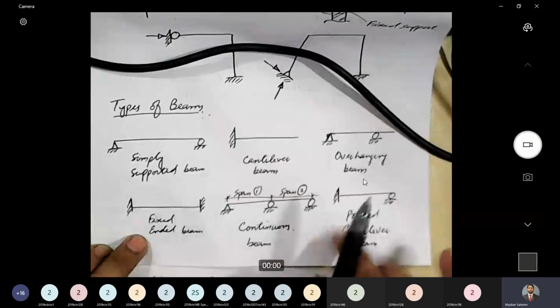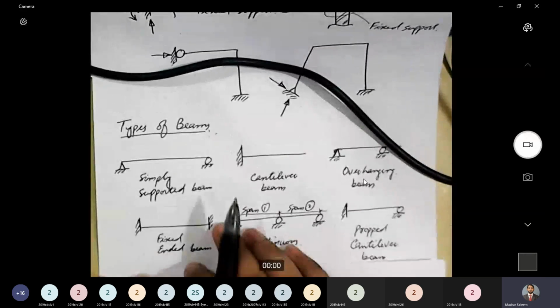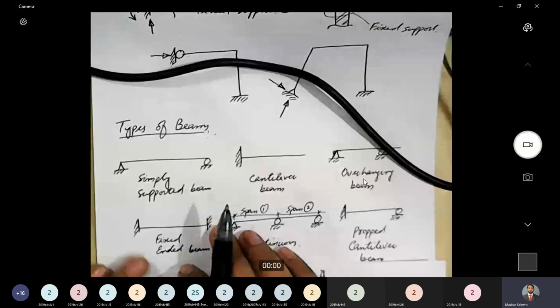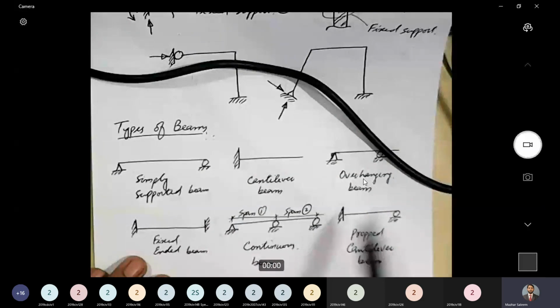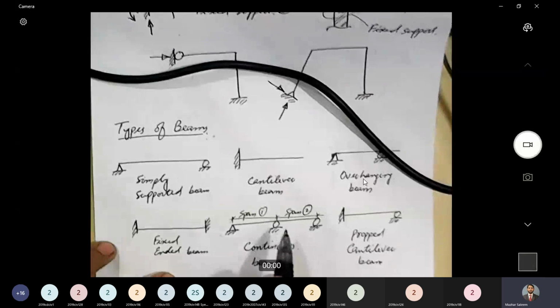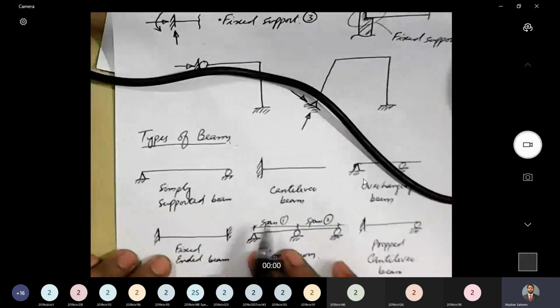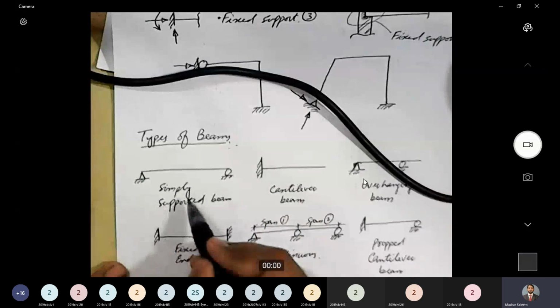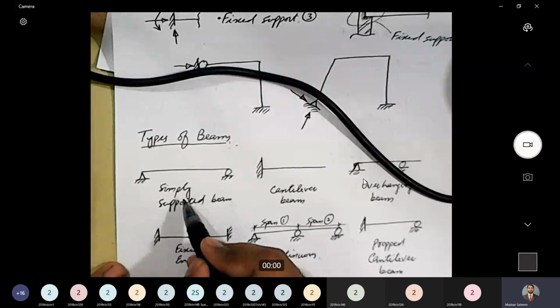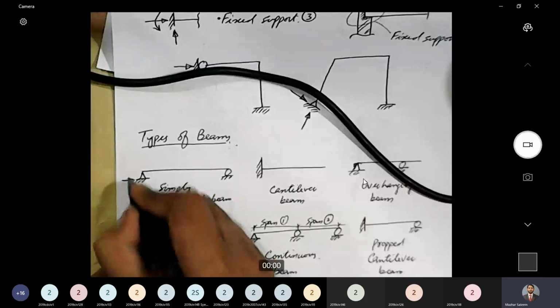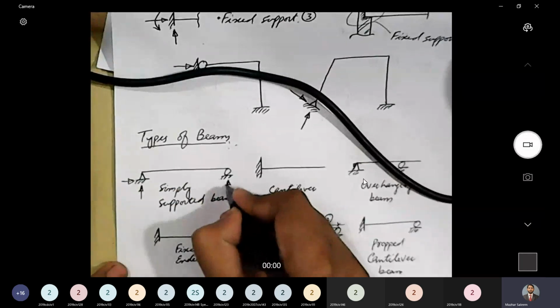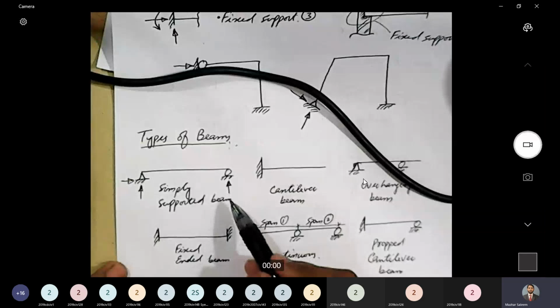Here, by analysis of beam, we mean determination of its reactions. So let's see which of these beams are determinate and which of these beams are indeterminate. If we look at the simply supported beam, how many reactions will be generated in this case? One reaction, two reactions, and three reactions. So there are three reactions.